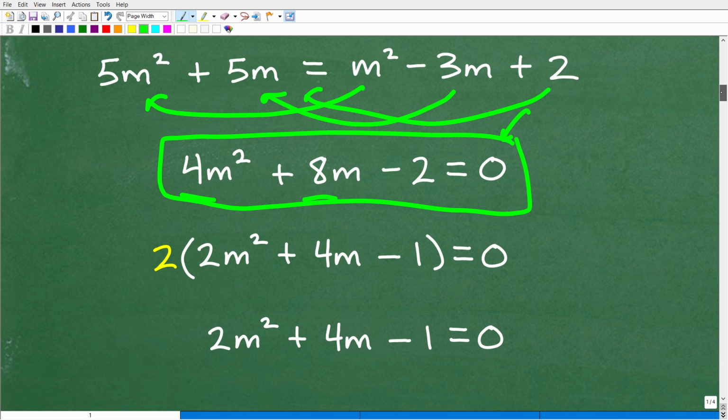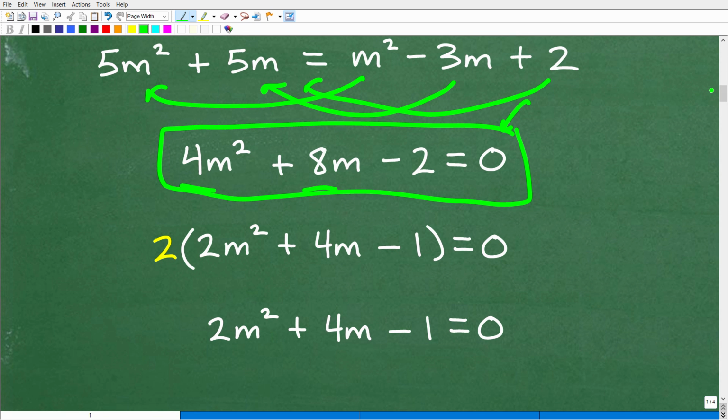Okay, so what do we do next? Well, here we want to look for opportunities to simplify this, and if you notice, we have a 4, we have an 8, and we have a 2. So you might be saying, you know what, we could factor out a 2 here as the greatest common factor, and you would be correct. So let's just factor out a 2 here.